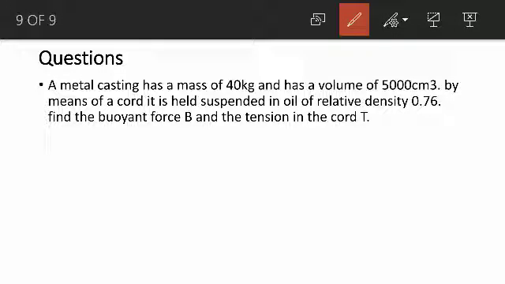Okay, now we see the question here. It says a metal casting has a mass of 40 kilogram and a volume of 5000 cm cube. By means of a cord, it is held suspended in oil of relative density 0.76. Find the buoyant force B and the tension in the cord. Okay, so the buoyant force, which is the upthrust, is supposed to be equal to the density of the liquid times the volume of the solid, that is immersed, times acceleration due to gravity.